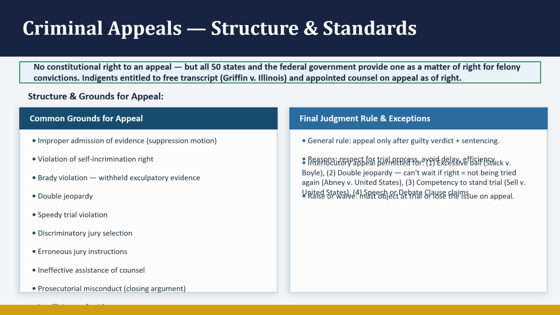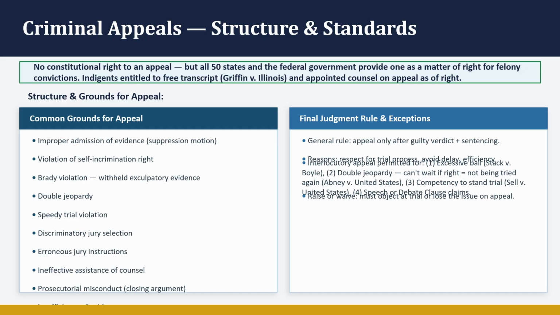On grounds for appeal, the list covers the full range of constitutional and procedural errors that can affect a criminal trial: improper admission of evidence, Brady violations, double jeopardy, speedy trial, jury selection discrimination, erroneous instructions, ineffective assistance of counsel, prosecutorial misconduct, and evidentiary insufficiency.